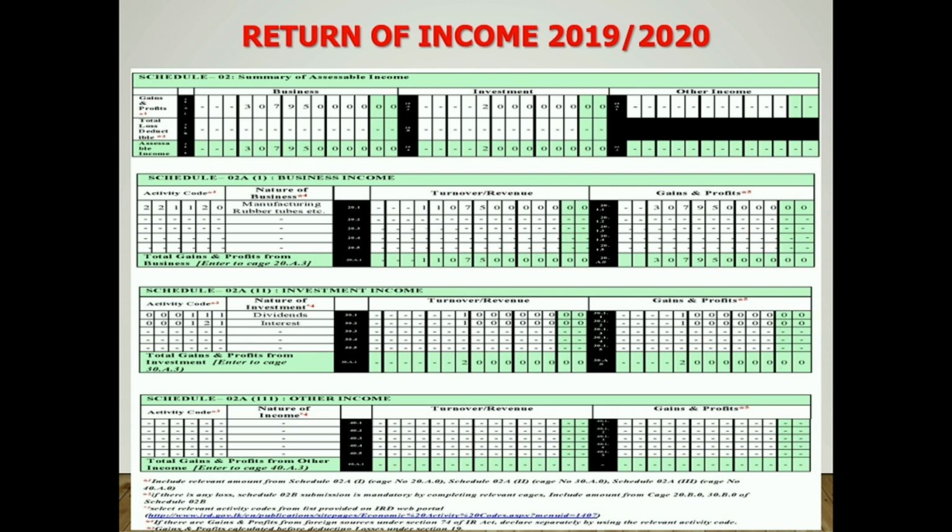In this case, we don't have losses. Therefore, assessable income from business and investment calculated in the summary of assessable income can be entered into the cages of the return of income, on the first page of the return.